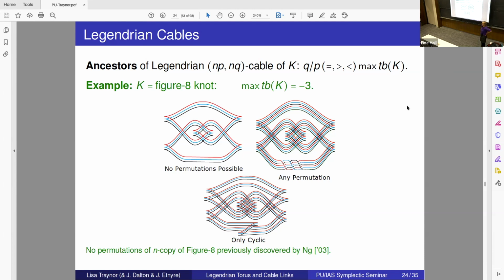Yes. Right. So P is kind of like the number of times going around, right? Yeah. Mhm.